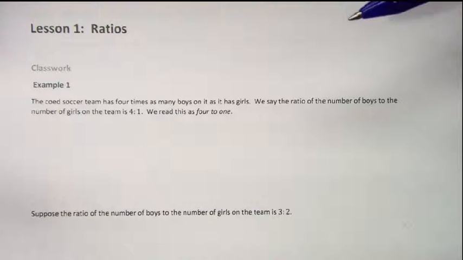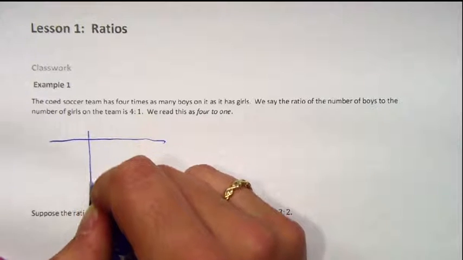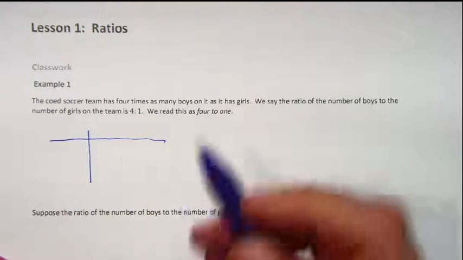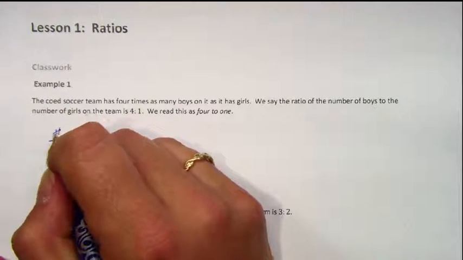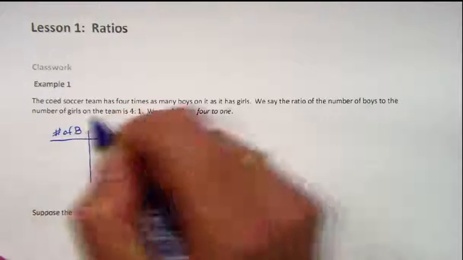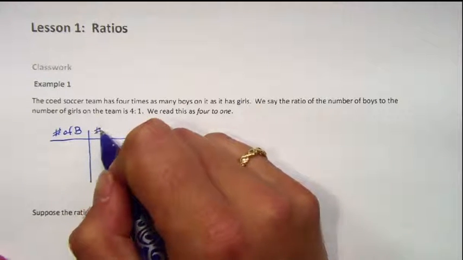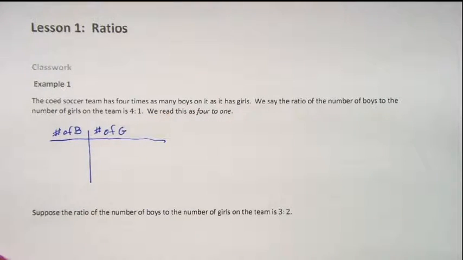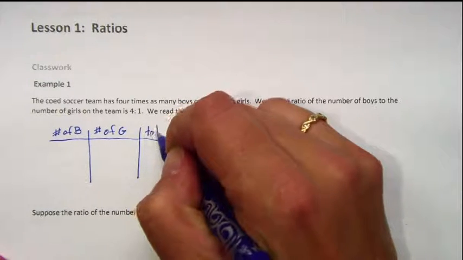Now, there's lots of ways to look at this information. A table is always a good way to organize your information. So let's make a table. Every table needs headings. You need to label the information. So in this column, we're going to put the number of boys, and I'm going to abbreviate that with a B. In the next column, we're going to put the number of girls. Now, a team is made up of all the people on it, so we're also going to add a column that is the total number of players.